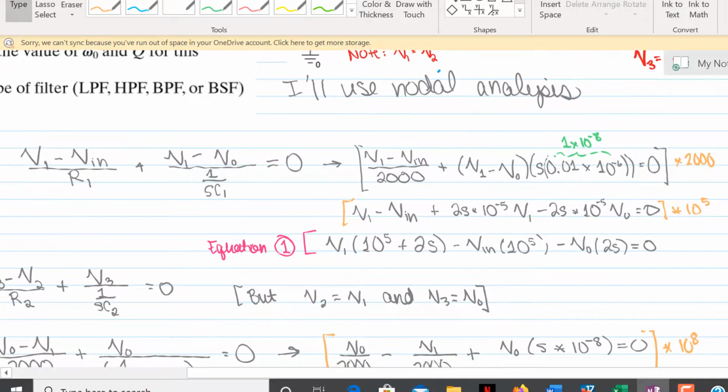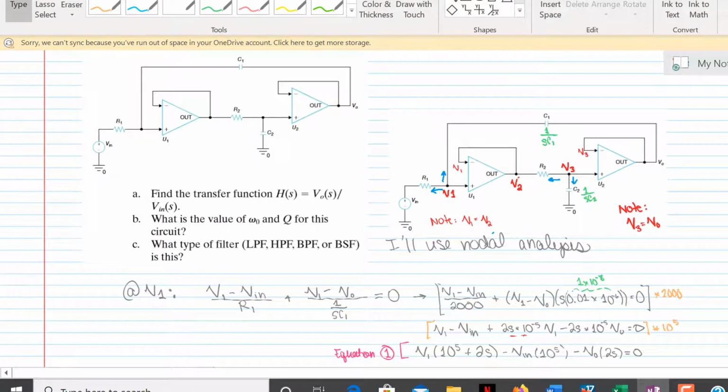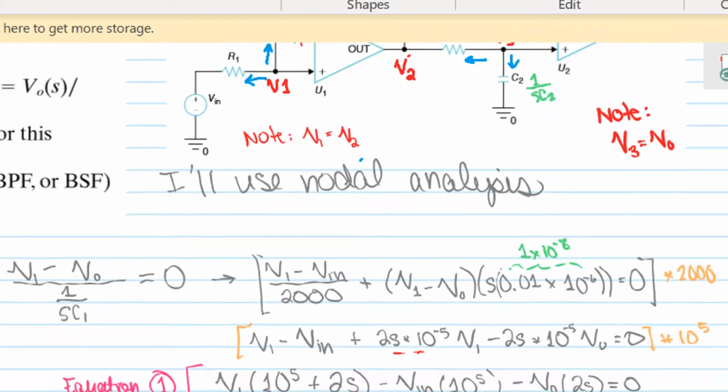The reason I paused is I was wondering how I got 10 to the 5th times or plus 2s. I was looking at these being multiplied together, but that's 10 to the negative 5th, so the 10 to the 5th canceled that out. I just thought the way I have equation 1 written looked a little nicer and easier to deal with. Then at the other node, V3, there were only 2 non-zero currents, so we just have 2 terms in that equation.